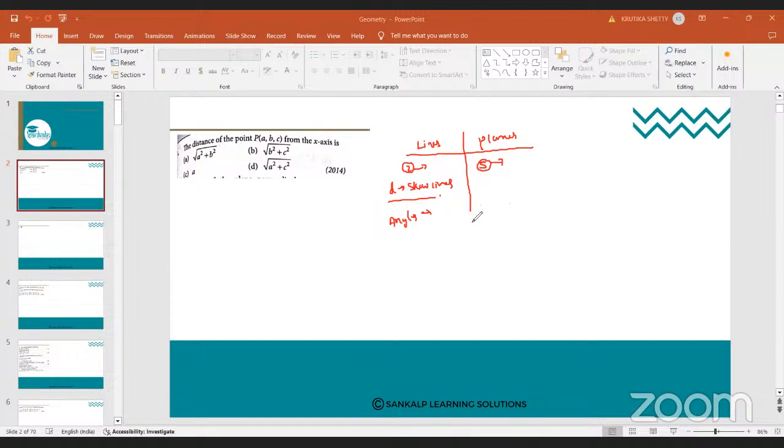In the same way, in case of planes: distance between a point and a plane, and angle between a line and a plane. These are a few important concepts from where questions occur. Other than these, you need to know the simple formulas on direction ratios and direction cosines of a line.